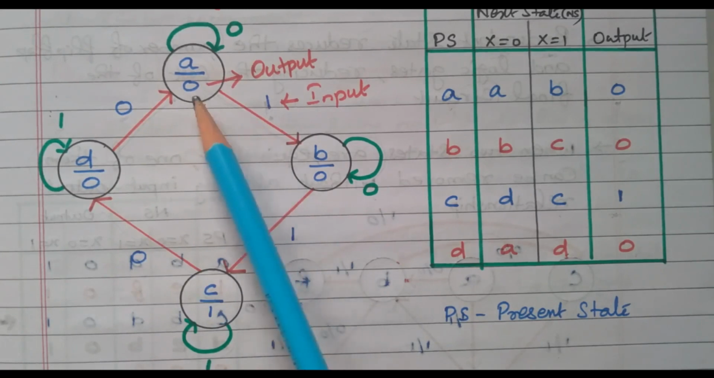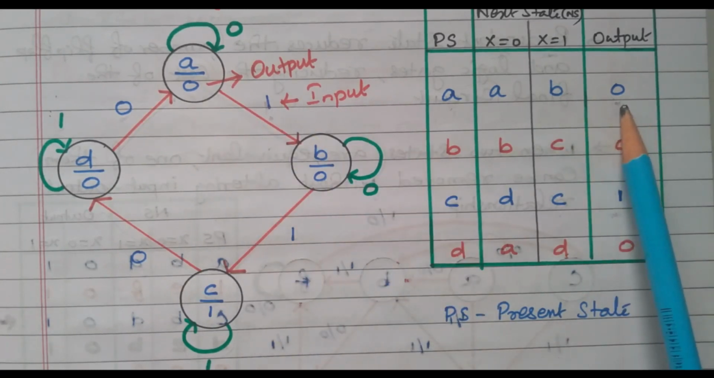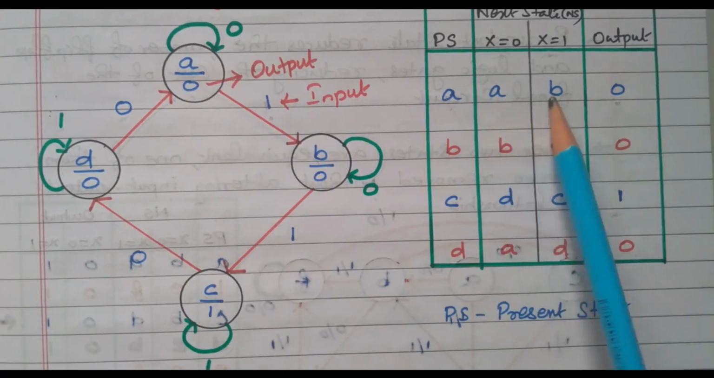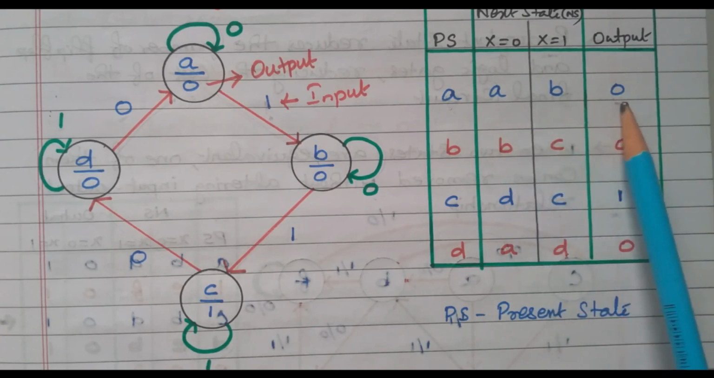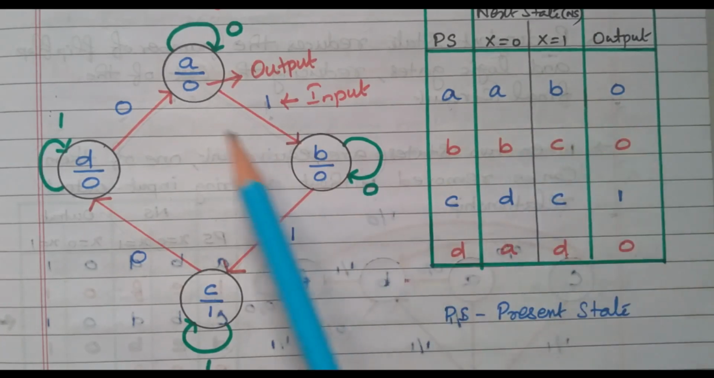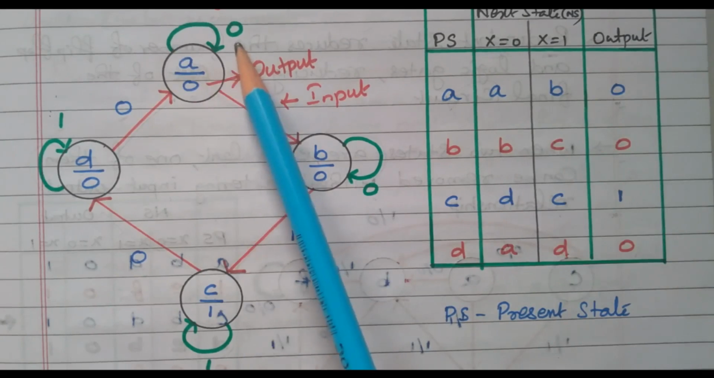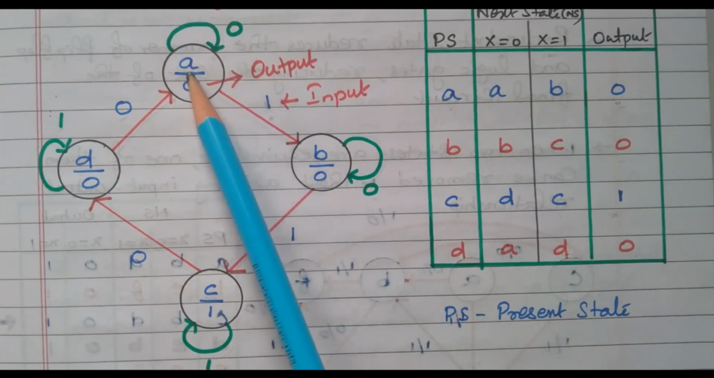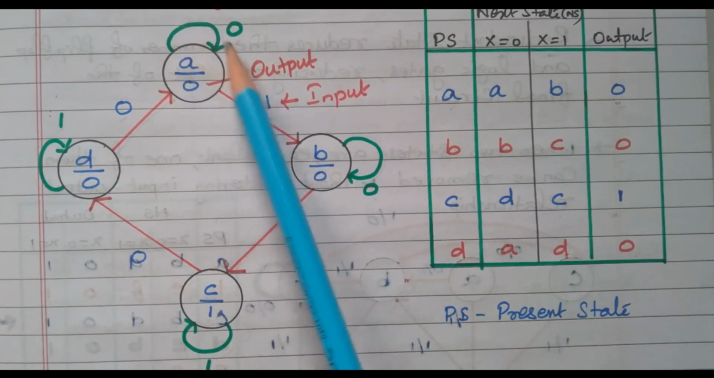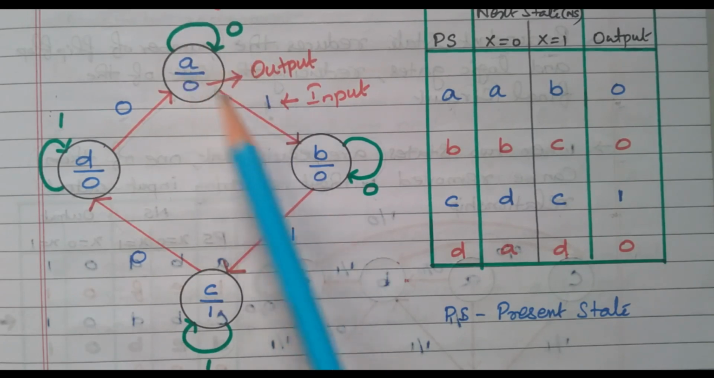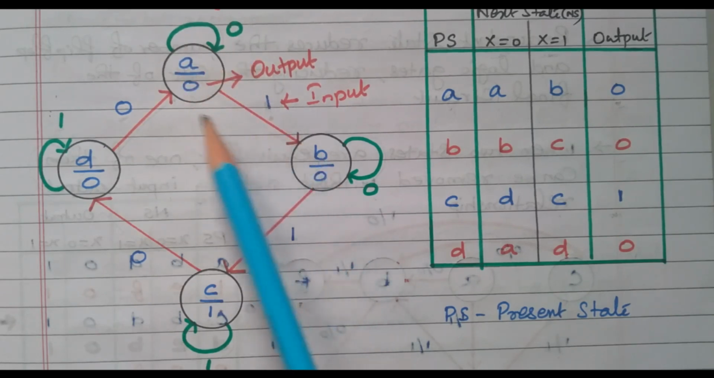So, whatever may be the input, we are getting the same output 0, right. So, we are getting only one output. This number indicates the input, right. A goes to A itself when x equal to 0, A goes to B when x equal to 1. In both cases the output is 0, right. So, this is the state diagram.